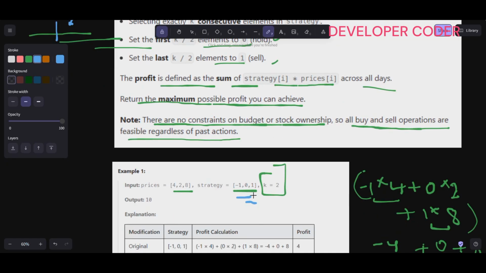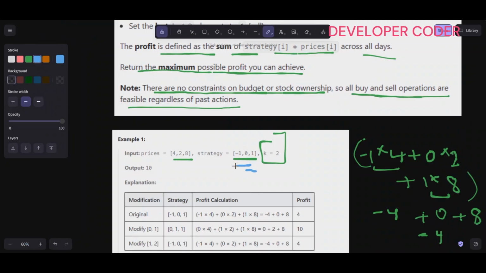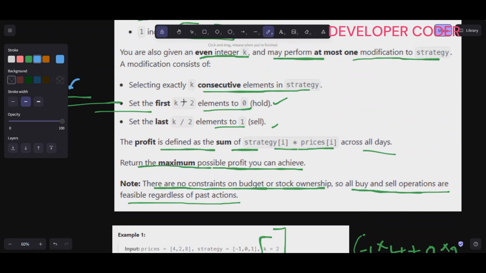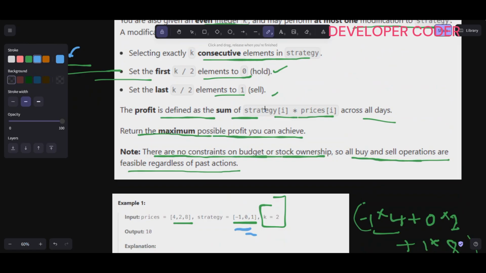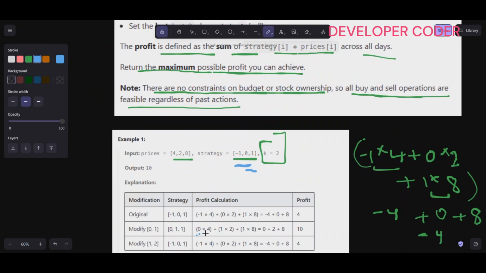So here, if I just take this window, right, -1 and 0, this window. So here, instead of -1, we have to write 0, right? Because we are putting the stocks on hold in this window. So here 0 into 4, and here instead of 0, I have to write 1. Okay, so that's it. So this is the only change here, if you see, right? And if you calculate the profit again, you are going to get 0 into 4, plus 1 into 2, plus 1 into 8, you are going to get 10, right?